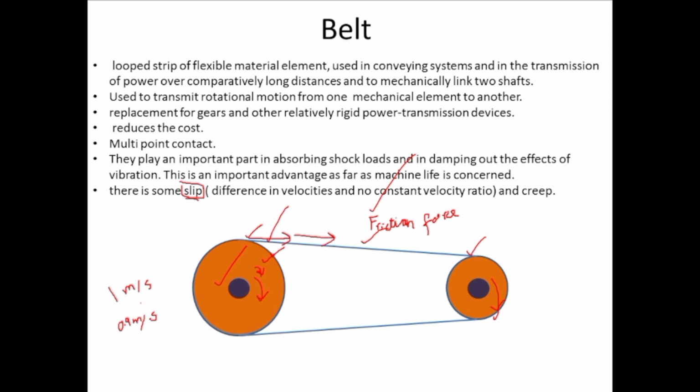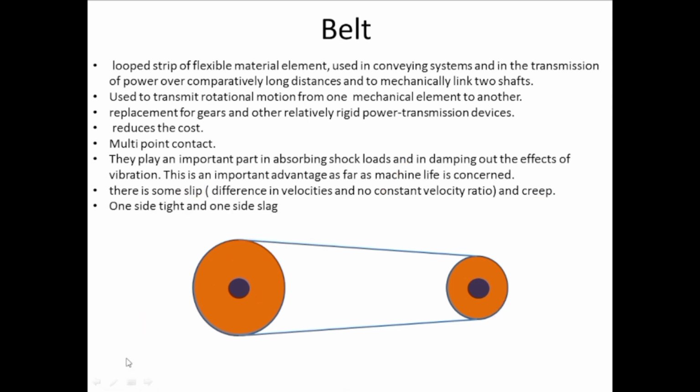Because of that slip, there will be a difference in the velocities of the belt and pulley, and there will be no constant velocity ratio. There will be a creep as well in this belt, and as soon as a crack appears in this belt, since that crack or scratch can get enlarged, you should directly replace that belt.